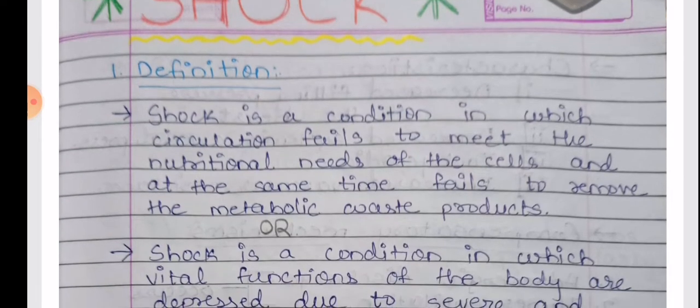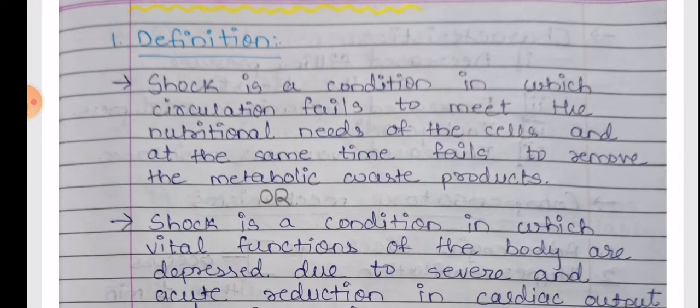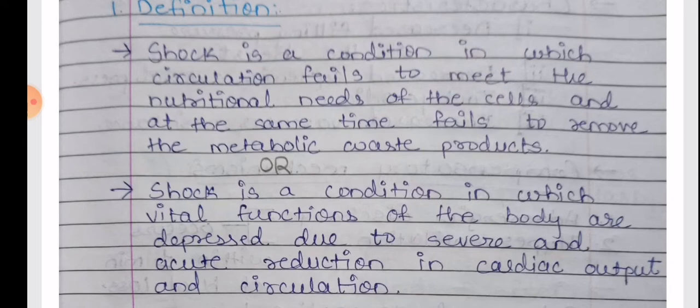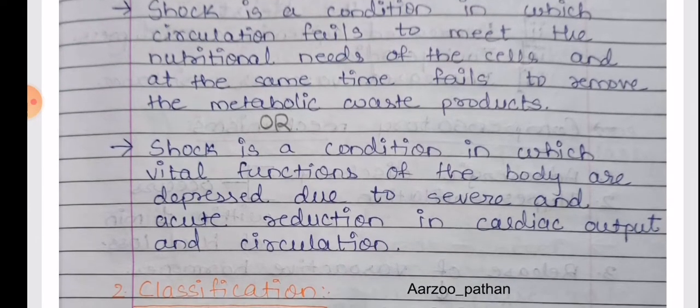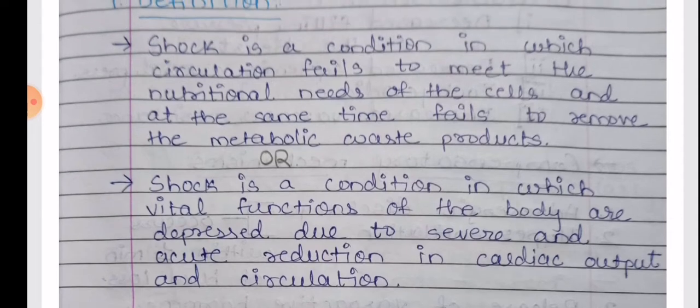As we all know, we begin with definition. Shock is a condition in which circulation fails to meet the nutritional need of the cells and at the same time fails to remove the metabolic waste product. There are many different ways in which the definition of shock could be presented. Mainly remember that it is a life-threatening clinical syndrome in which there is hypoperfusion, because of circulation failure, and the nutritional needs of the cells are not met.